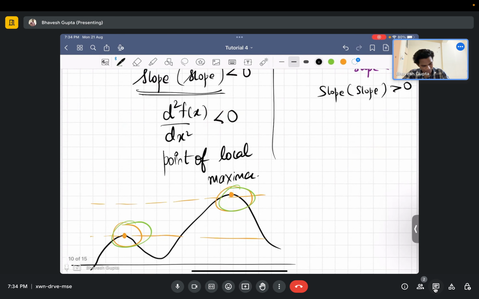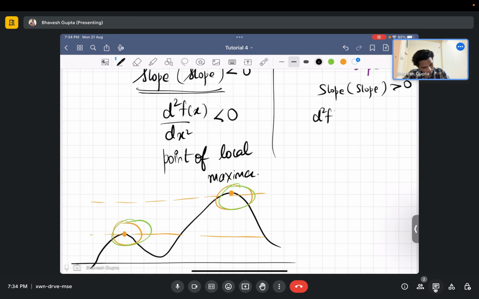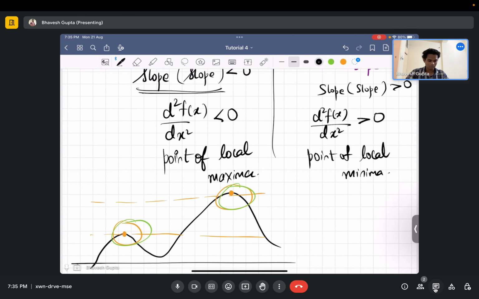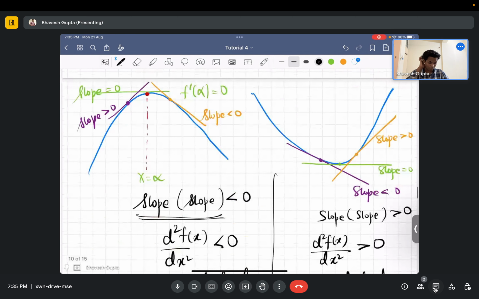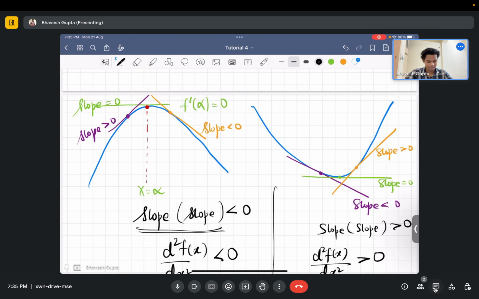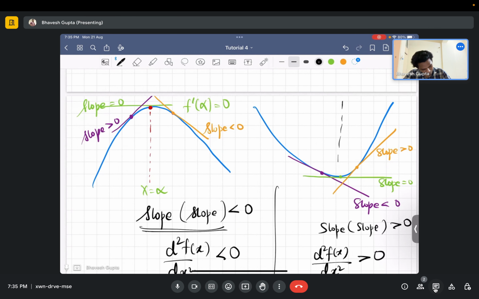And over here it turns out the double derivative is greater than 0, and that means it's a point of local minima. So that's how we understand, in a broad sense, what is happening in these cases. So let me write down: this is basically the point of minima, and this is my point of maxima.